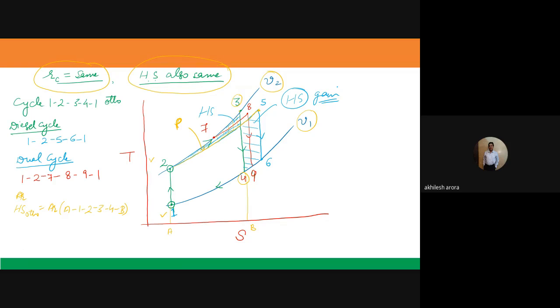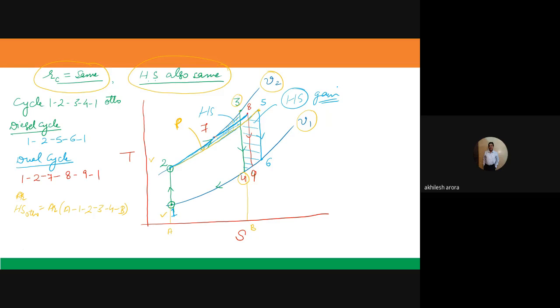Then I have to think of the dual cycle. So in case of dual cycle, I can go from 2 to 7 like this. This is the heat supplied at constant volume. But now I have to go for constant pressure heat supply. So I am going along this particular line. I go up to point number 8 at constant pressure.